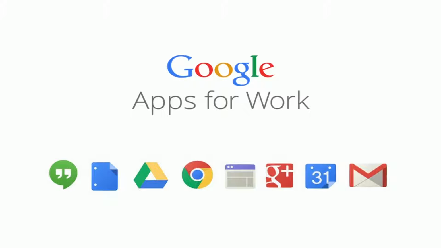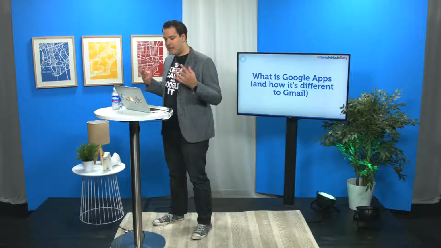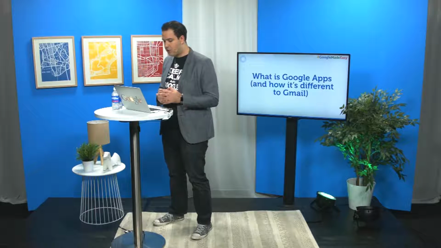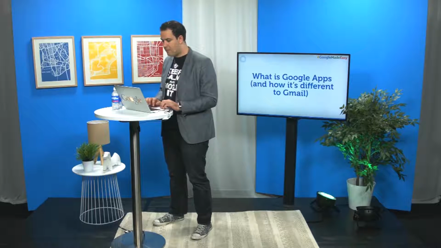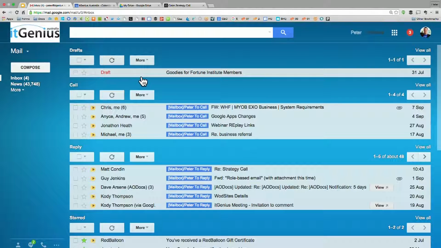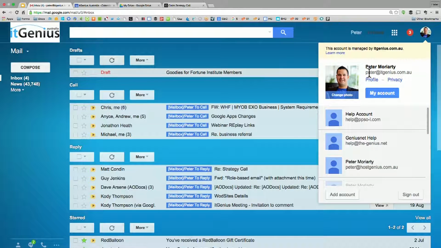Now, the key difference between the two is on the personal version of Google, you will have an email address like peter123@gmail.com or peter.moriarty@gmail.com. But in the business version of Google Apps for Work, let me show you exactly what my email address looks like. I'm now in my Gmail mailbox. And as you can see, I'm going to go ahead and click my profile, and you can see that I have my business domain name and my business email address right there in Google Apps.